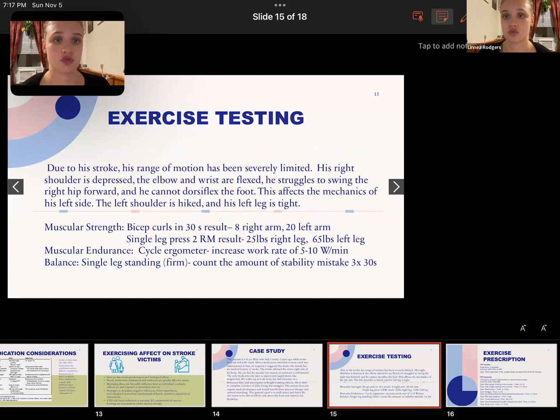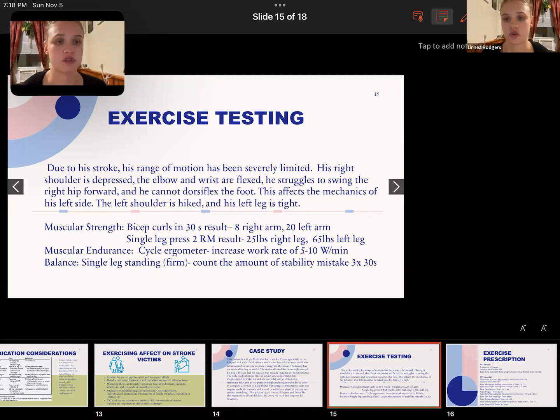So, due to his stroke, his range of motion has been severely limited. His right shoulder is depressed. The elbow and wrist are constantly flexed. He struggles to swing his right hip forward in normal walking mechanics, and he cannot dorsiflex the foot, which also affects his gait. And these abnormalities affect the mechanics of his left side. His left side is really overcompensating. So the left shoulder is hiked up, the left leg is tight from, again, overcompensating.